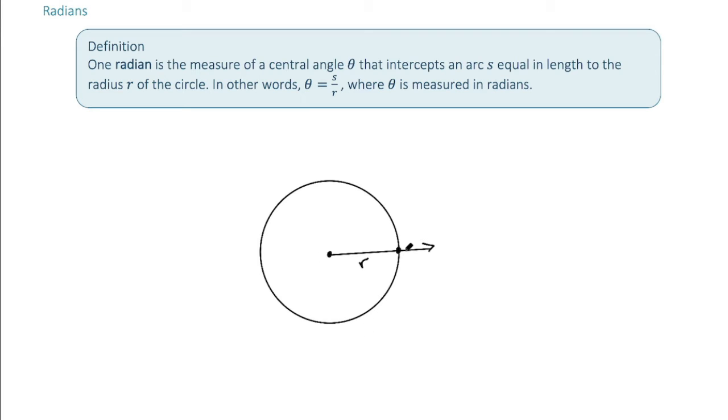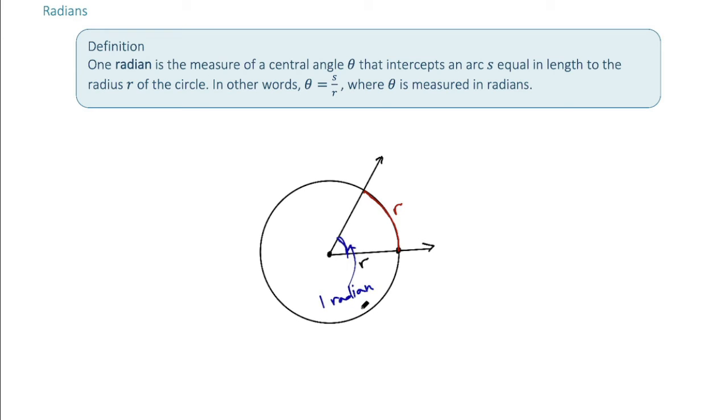Now if I rotate this ray so that the length of the arc here, let me go ahead and draw that, if this length right here is r, so we just rotate until that arc length is equal to the radius, then that is what defines for us 1 radian here. So this angle here now is 1 radian, and you can see that's how it gets its name, right? Radius, radian.